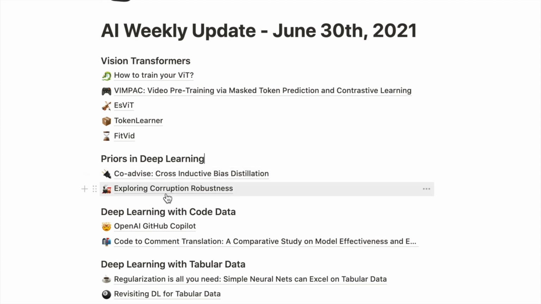I've been exploring corruption robustness using datasets like ImageNet-C or the stylized ImageNet, where they explored that shape bias tendency thing.